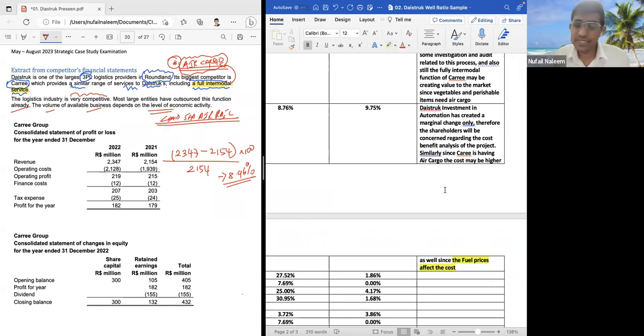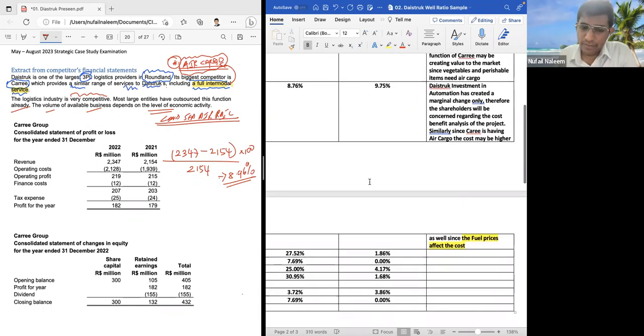Students, can I ask you a question? Does the fuel cost have a direct relationship towards the logistic cost? Yes or no, students? When the fuel prices are going up, the logistics cost also may go up. Correct, no, students? Can I get a confirmation from you all? Excellent. Thank you very much, students.